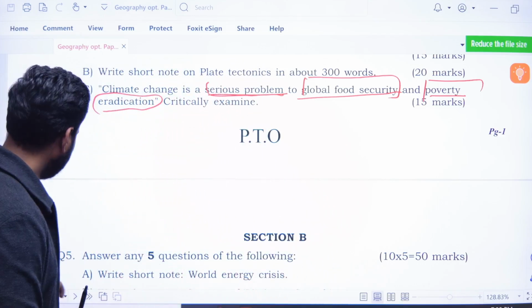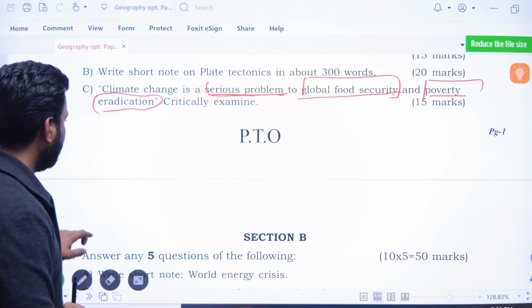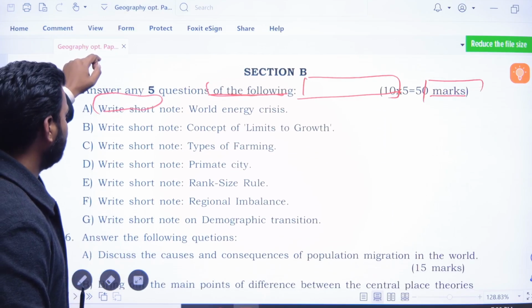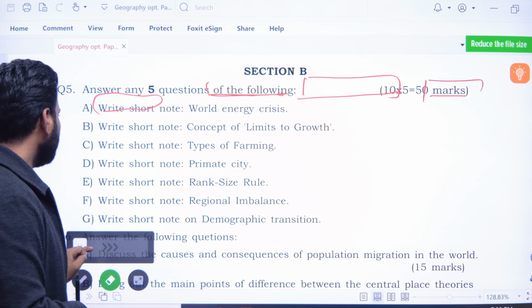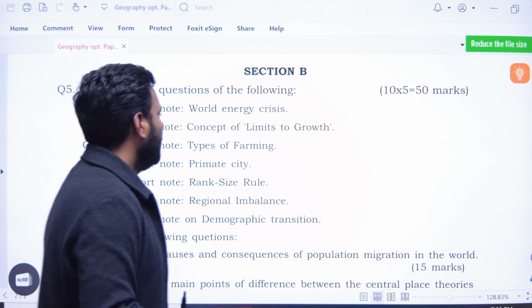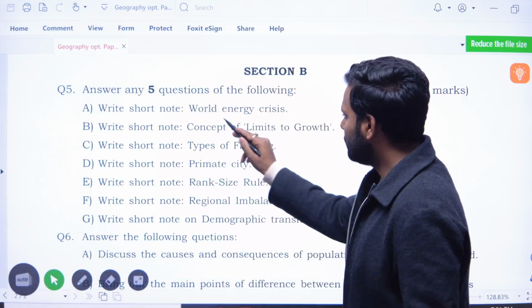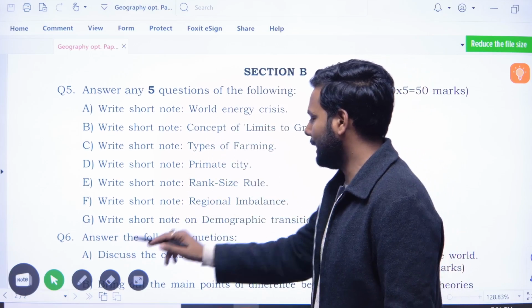Okay, now we are again going to section B. We are again going to discuss section B. Another question: write a short note on the world energy crisis.